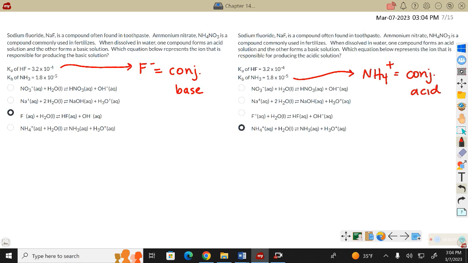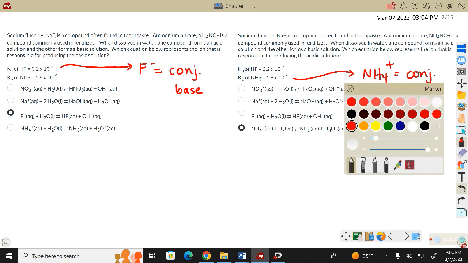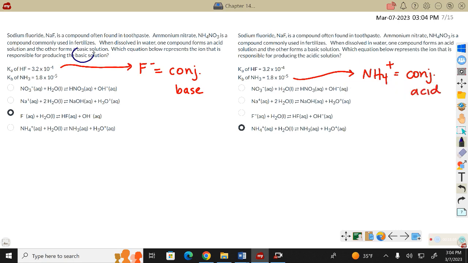One of these questions would have been on your assessment. They're talking about sodium fluoride, a compound found in toothpaste, and ammonium nitrate found in fertilizers. When dissolved in water, one compound forms an acidic solution and one forms a basic solution. We want to know the equation that represents the base or the equation that represents the acid. So just double check and see which version of the question did you get. Was it asking for the base or was it asking for the acid?